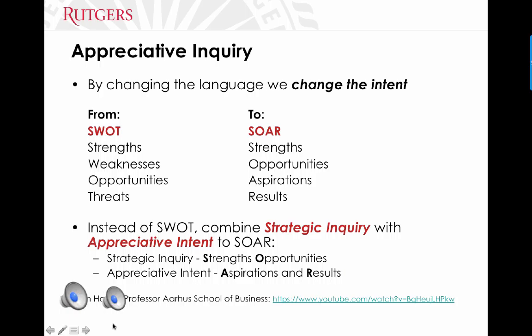With appreciative inquiry, we take the view that changing the language that we use within our organizations changes the intent. So we go from SWOT analysis to SOAR analysis. So recall SWOT analysis looked at our organization's strengths, weaknesses, opportunities, and threats. With SOAR analysis, we continue to look at the strengths and opportunities of our organization, but we also now look at aspirations and results.